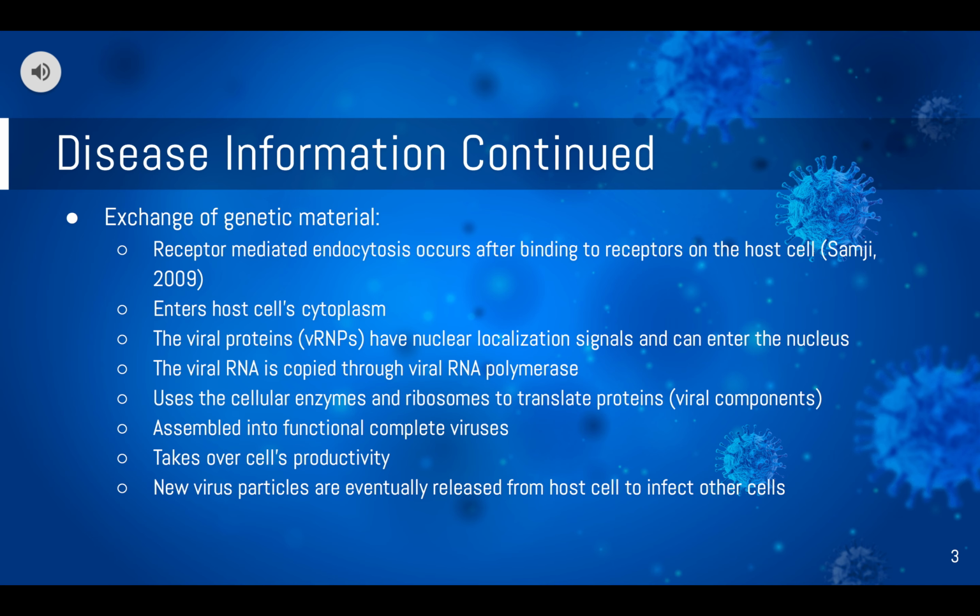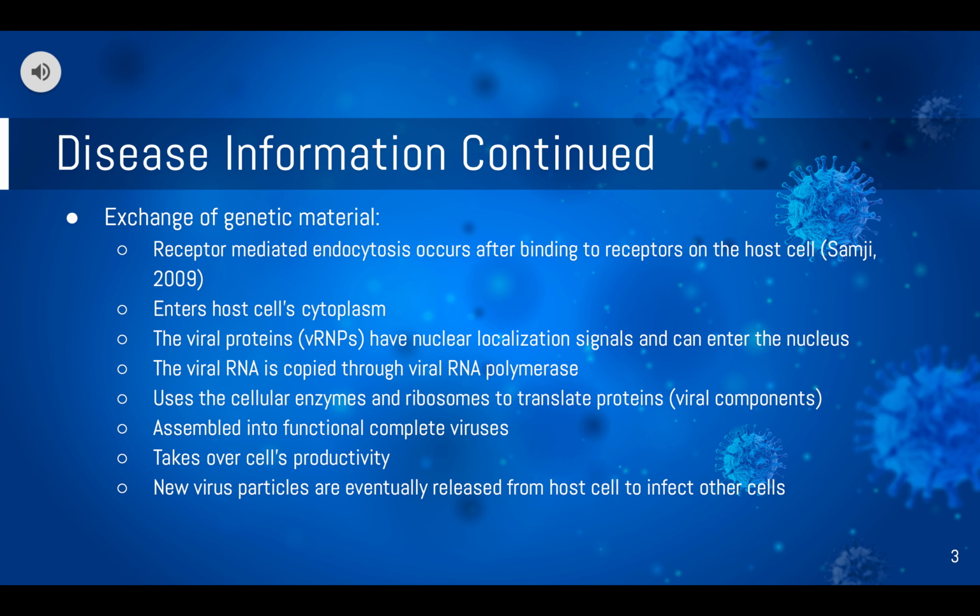It first attaches to the host cell by binding to the receptors and then enters through receptor-mediated endocytosis, so it is in an endosome. It enters the cytoplasm, but ultimately needs to end up in the nucleus. This is possible because the VRNPs discussed earlier have nuclear localization signals which allow it to enter the nucleus.